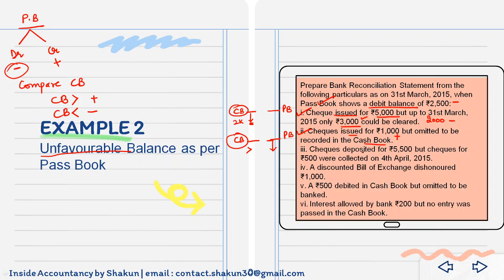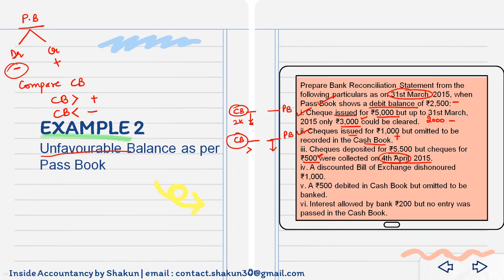Third transaction: checks deposited for 5,500 but checks for 500 were collected on 4th of April. As I told you, we are not concerned about what has been collected. But again, look at the statements. This 500 was collected, but it was collected on 4th of April. Look at the date. We are preparing on 31st of March. So as on 31st of March, this 500 worth check was not collected.